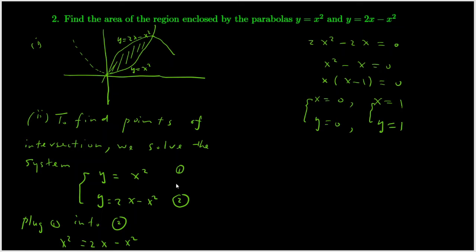Now for the system, the system has two solutions. One solution is x value of 0 and y value is 0. The other solution is x value is 1 and y value is 1. Each solution will determine a point of intersection. Now we have the points of intersection. The 2 points are 0, 0 and 1, 1.